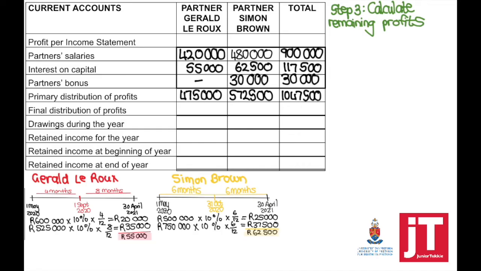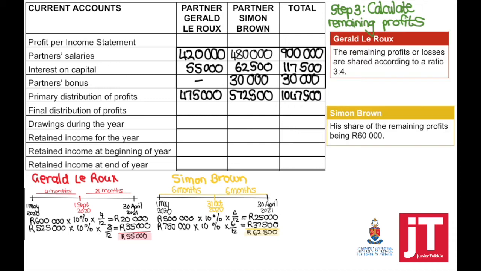So to calculate the remaining profits, we have to take our profit per income statement minus the primary distribution of profit. But now, if you take note, we don't have the profit per income statement. So let's see what has been given to us. They said, Gerald, the remaining profit and losses are shared in a ratio 3:4. Simon, now they specifically said his share of the remaining profits being 60,000.